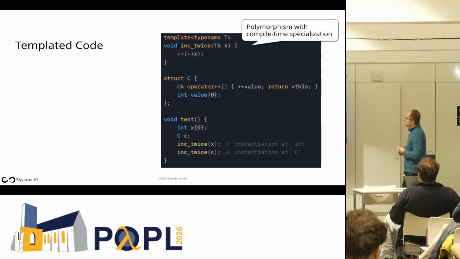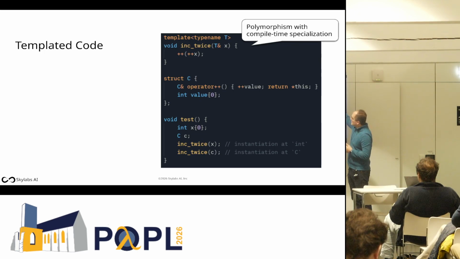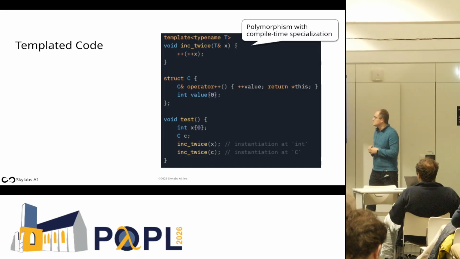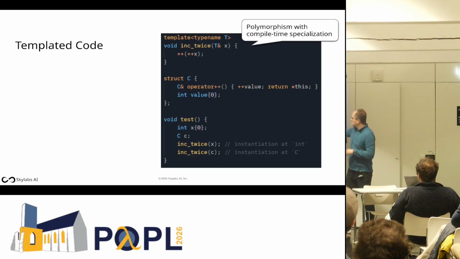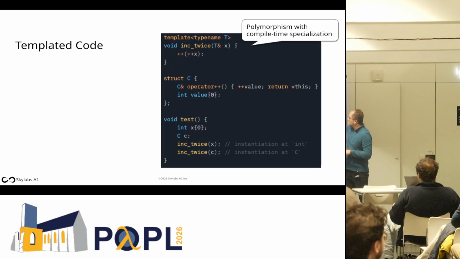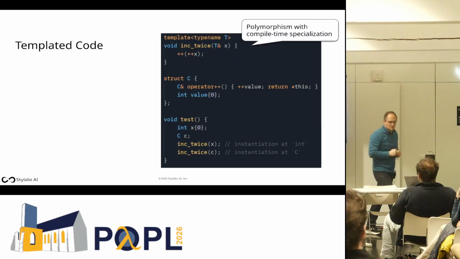So inc twice is this function. It's templated over a type T. You might think of this as polymorphism. It increments x, and then it increments the result of incrementing x. And we can call that function twice, inc twice x at type int, and inc twice c at type c. In the first case, it will use the primitive integer increment. And in the second case, it will use this overloaded operator ++, which you can do in C++.